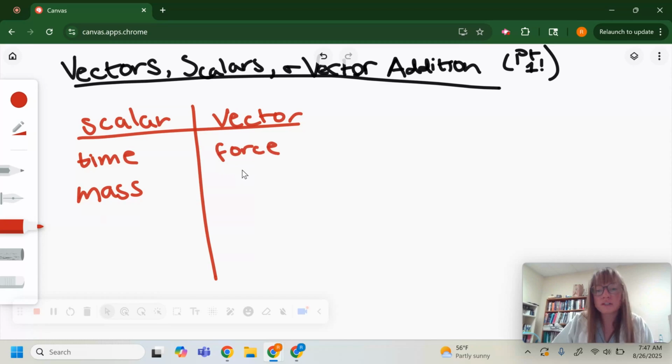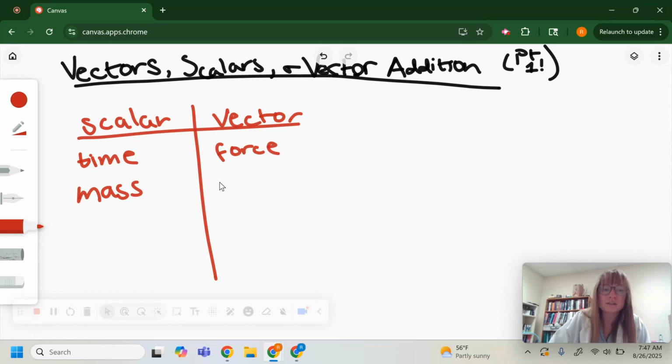Force is a vector because it has a size, a magnitude. You could push on something with a force of 10 newtons or with a force of 100 newtons, but it also has a direction. I could push something down, up, to the left or to the right, or to the north or to the south. So force has a direction and so it is a vector.